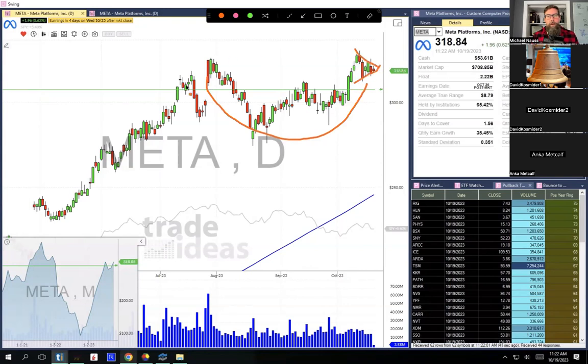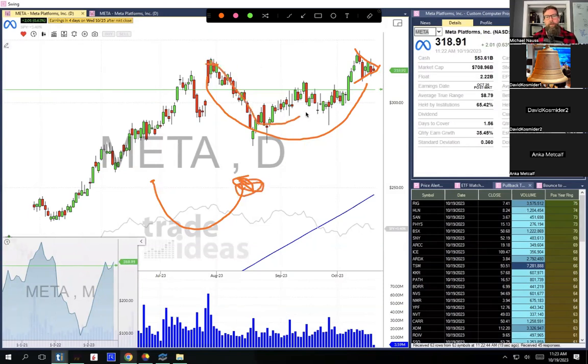pattern. A cup and handle is simply you have a high, you dip, and then you come back to that high, and then you put in some sort of bull flag at that high. That's the premise behind the cup and handle pattern. I know there's a lot of people who want to draw it very precisely, but that's the premise: you have a high, you have a pullback, we're back to that high, and then it's basing around that high, which is what you're seeing right here.